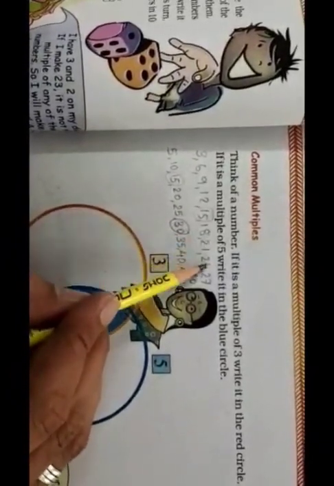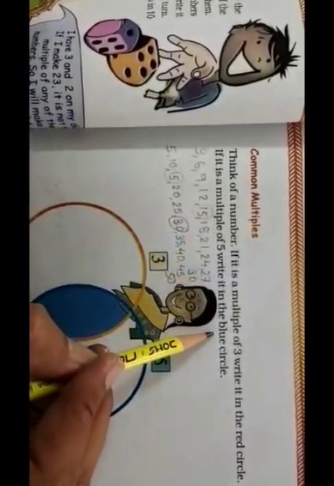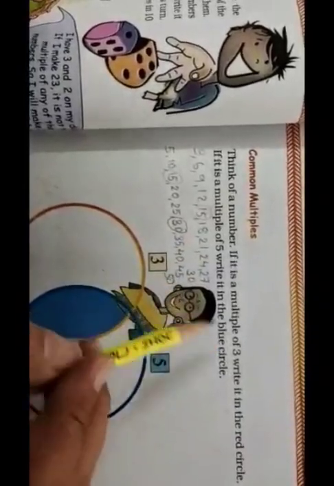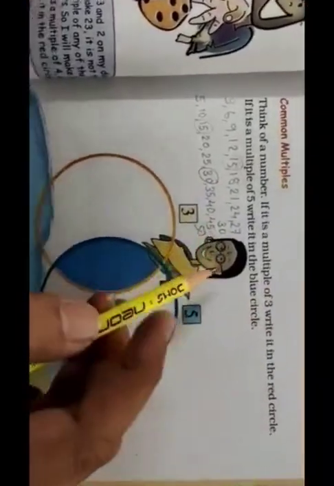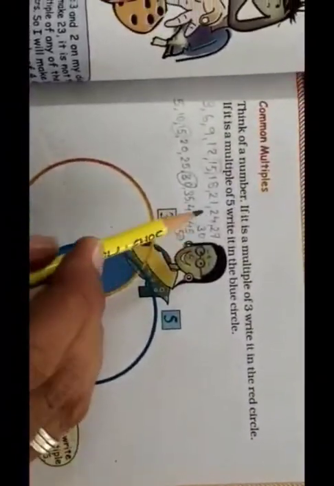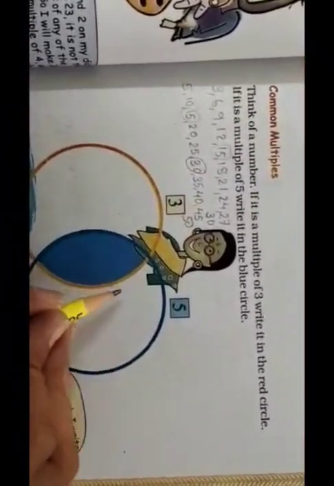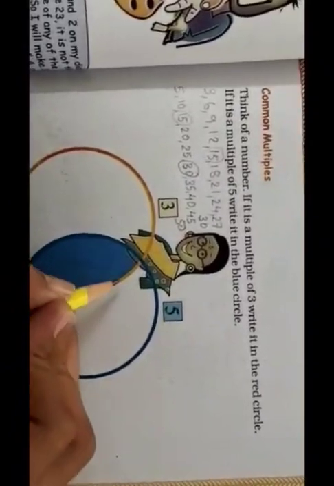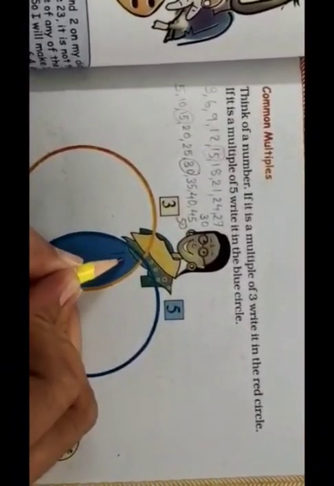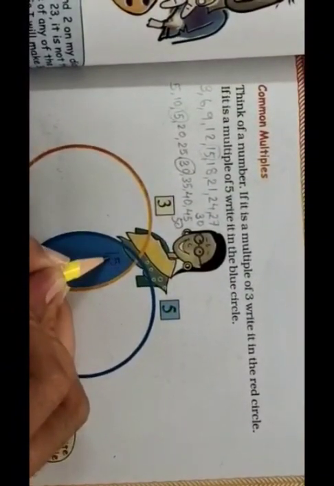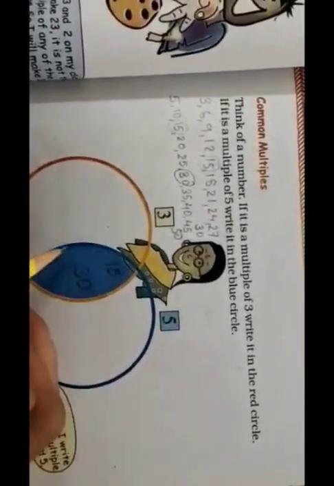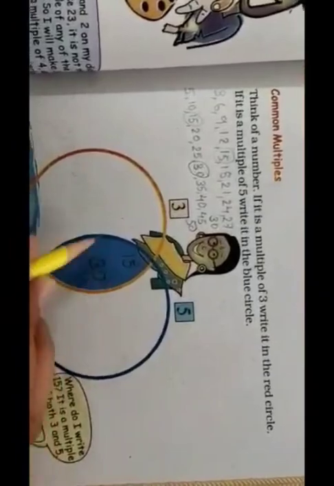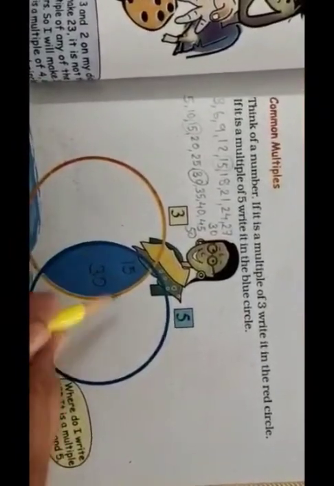Students, if we go further by writing the table to further multiples, then again we can get many of the common multiples. But we are already doing till 10. Now the common ones we will write down in this circle, the purple part. Which are the common? This is 15 and 30.